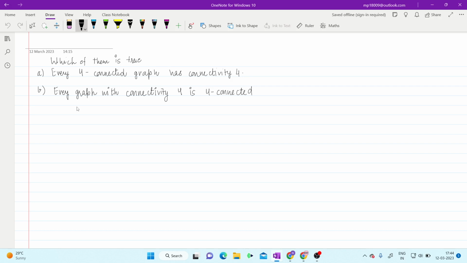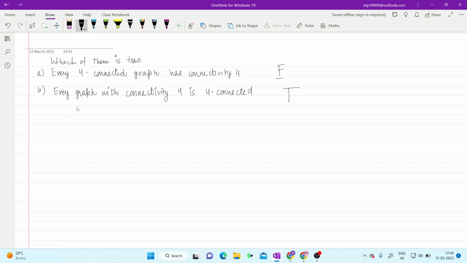Statement B is true, and statement A is false. Why is statement A false? Every 4 connected graph need not have connectivity 4, because a 4 connected graph may also be 5 connected. Yes, it can also be 5 connected.